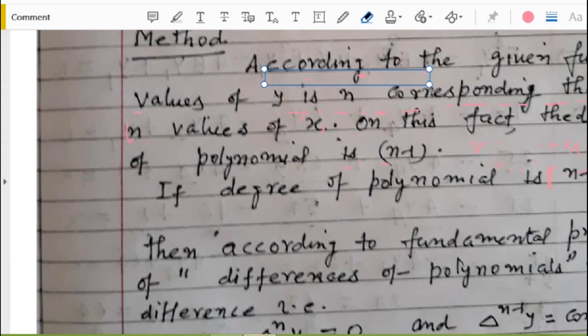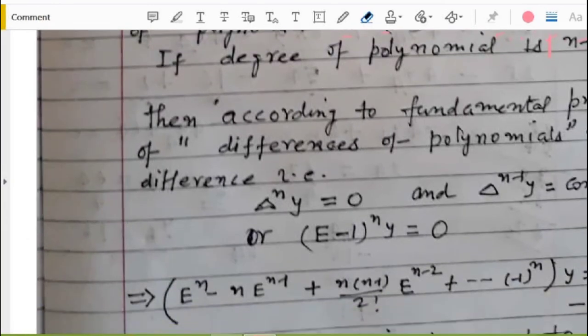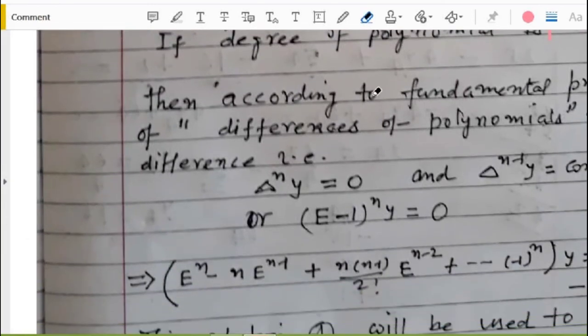Come to the next point. According to the fundamental property of differences of the polynomial, as per yesterday's discussion, the nth difference is equal to 0, because the (n minus 1)th difference is a constant.